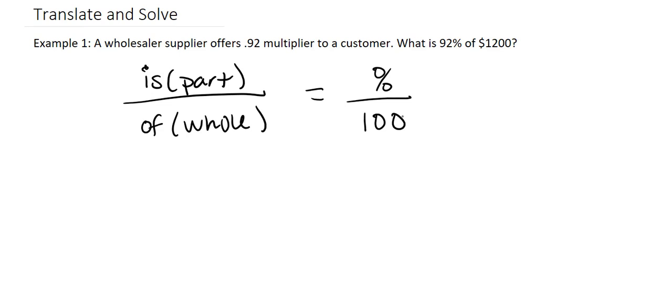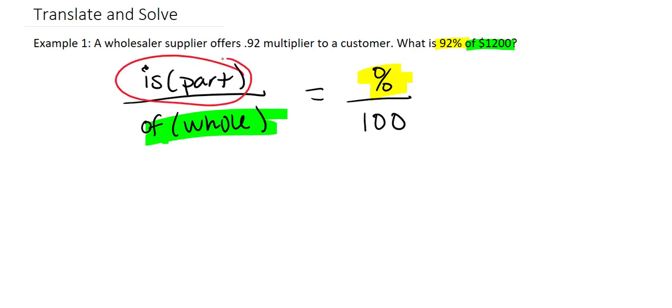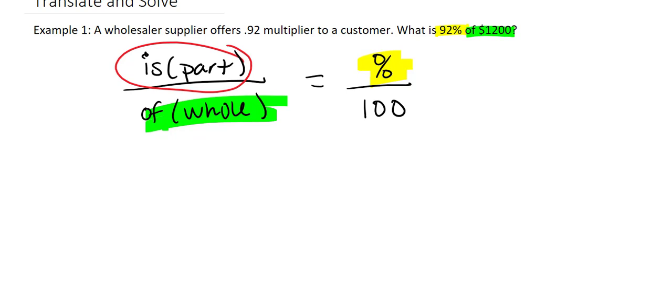In this one, we have 92%, which is going to go right there. And then we have of 1,200, so this of 1,200 is going to go right here. That is the full amount, the whole. And we're looking for this part that is. Let's go ahead and plug in all our values, and then we will start to multiply.